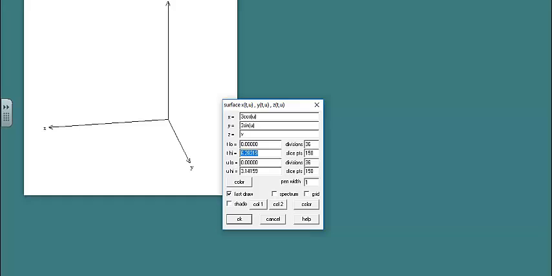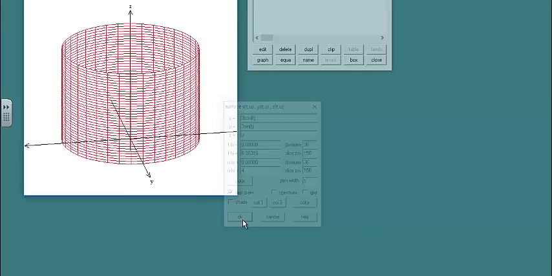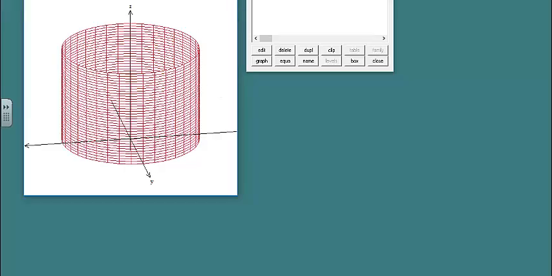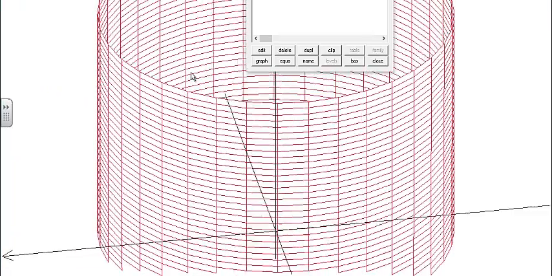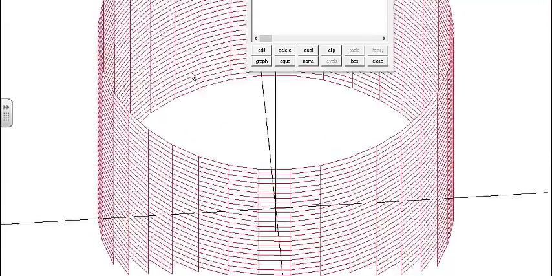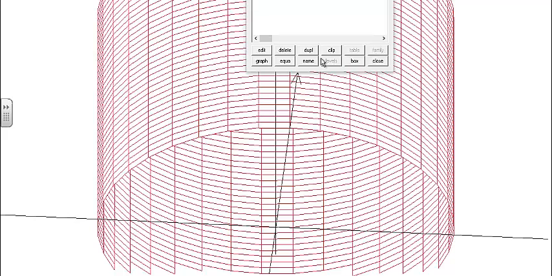Actually, they use t and u, sorry, not u and v. So let me go back and change this to t. T and u. I'm just taking the first example problem in the book. So u goes from 0 to 2 pi, and t goes from 0 to 4. Let's see what it looks like. So there you go, this is a cylinder in 3 dimensions. Okay, so that's one example.